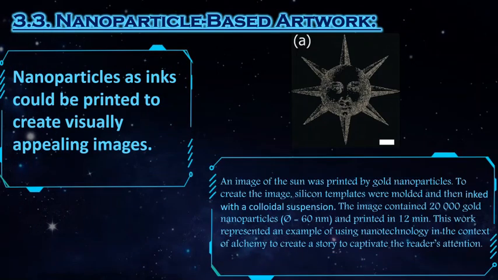Next type is nanoparticle-based artwork. It uses ink that can be printed to create visually appealing images. This is a figure showing a sun that is printed with gold nanoparticles. In order to create this image, silicon templates were modulated and then inked with a colloidal suspension. This image contained around 20,000 gold nanoparticles and was printed in 12 minutes. This work represented an example of using nanotechnology in the context of alchemy to create a story to captivate the reader's attention.